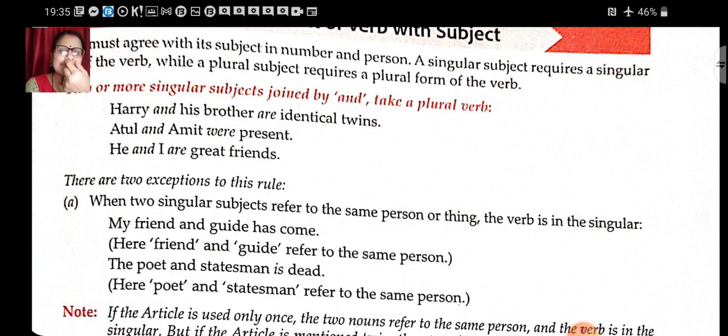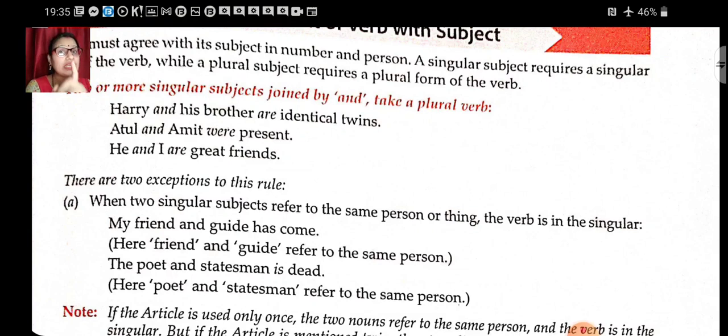So these are the exceptions when you talk about the same person but you are giving two adjectives of a single person. So my friend and guide has come. You are already aware that has comes with the singular, have come with the plural or I or we. The very same way, if you can check here, the poet and statesman is dead. Now there is a person who is dead. Now that person was a good poet as well as a statesman.